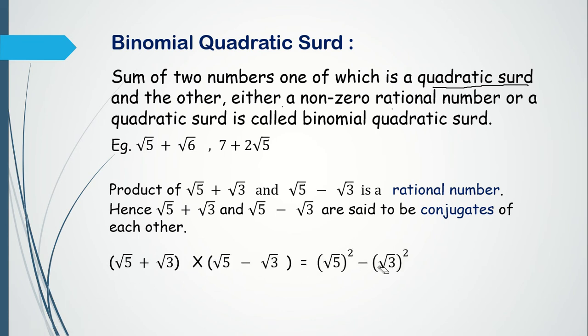See here it is shown how we use the formula. We use the formula (a plus b)(a minus b) is equal to a square minus b square. So root 5 square is 5, root 3 square is 3. So 5 minus 3 is 2.